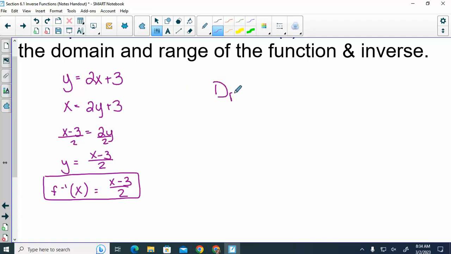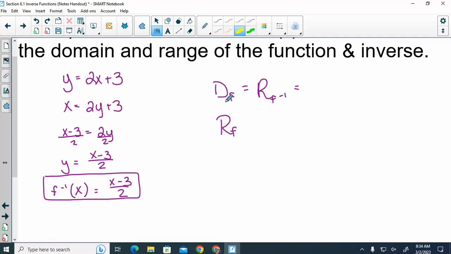Okay, second thing I asked for is domain and range of the function and the inverse. So what I do is I put d for domain and a subscript of x to mean the original function. And I want the same thing for the inverse, but we know the domain of the function is equal to the range of the inverse. Okay, so I'm going to put r for range and f to the negative 1 for inverse.